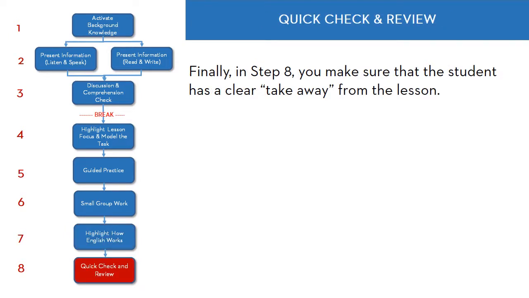Step 8 is where you end a lesson by summarizing key points and getting feedback from your student, rather than simply stopping when the time runs out. Of course, you could just ask, what did you learn today? What should we talk about next? What was easy? What was difficult for you? But sometimes it's helpful for both of you if the student writes down his thoughts.